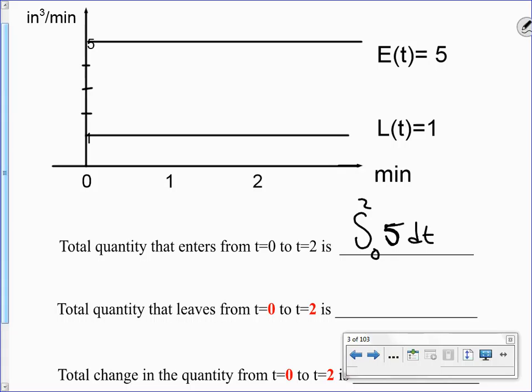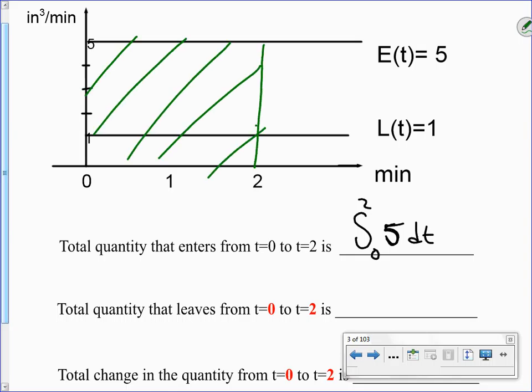Let's just see if that would actually work. If we got that definite integral from the graph, how do you get the definite integral of 5 from 0 to 2 using the graph? Area underneath the graph. I knew that's what you were trying to say. So the total amount of water that enters the bucket is 10. Right? So it was right. So that's one way to get it.